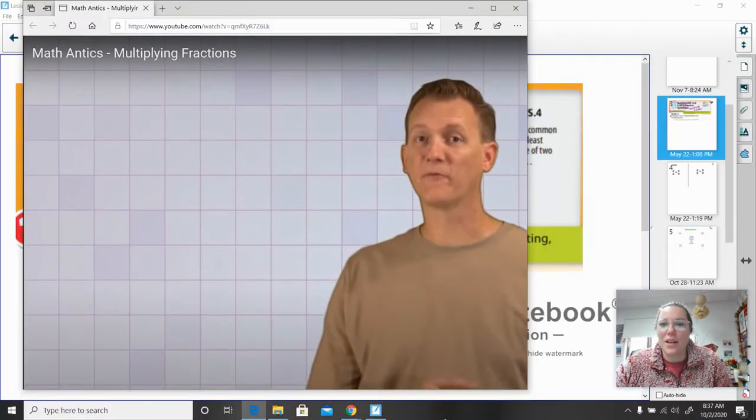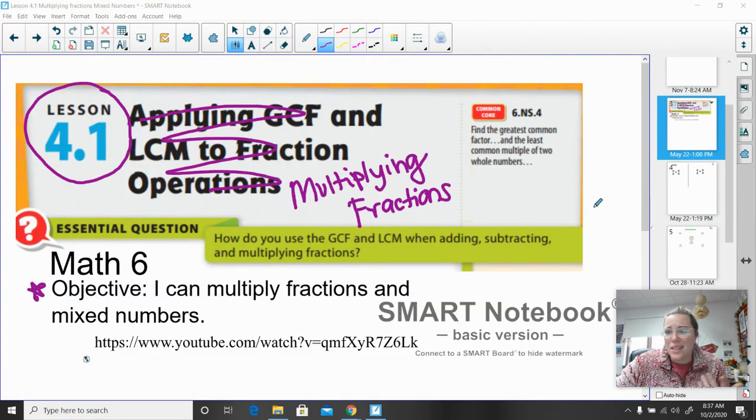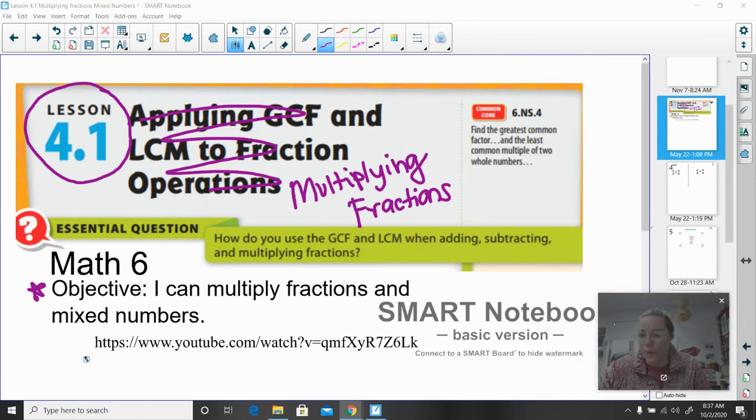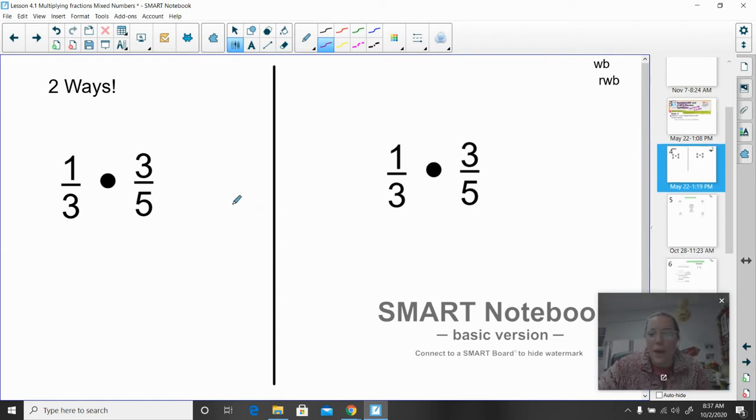Okay, so we are going to multiply fractions today. And just like how this guy said, it's literally that easy. Okay, friends? Well, I'm in my own way here. So there are two ways that we can multiply fractions.